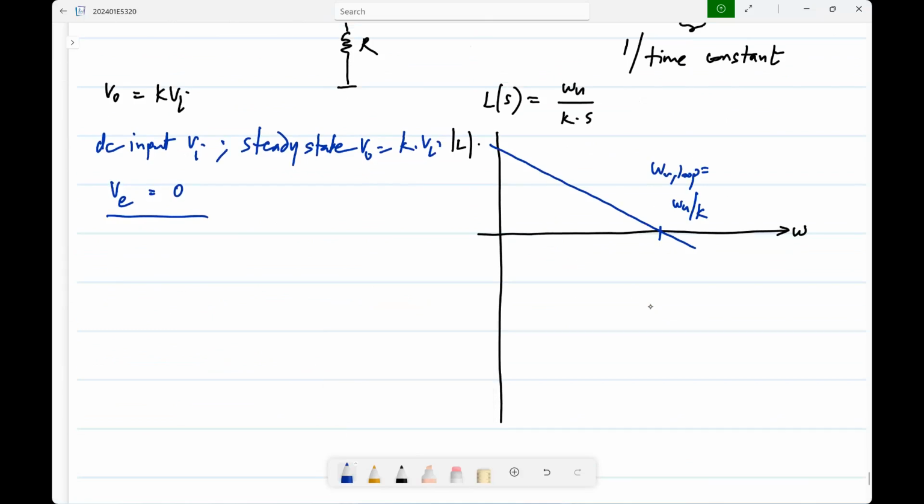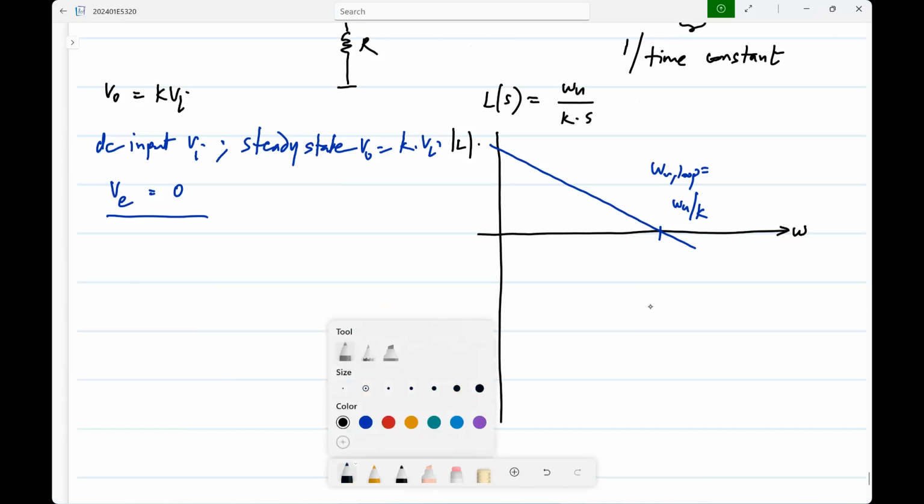Now this unity loop gain frequency is sort of the dividing line between having high loop gain and low loop gain. Okay, high loop gain, that's when you get all the good stuff because of negative feedback. Low loop gain, you don't get anything. Essentially you get an open loop system, right? Low loop gain means it's like having no feedback, right? Because nothing is coming back.